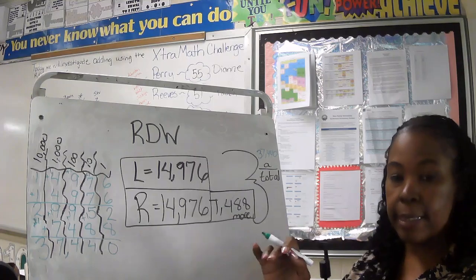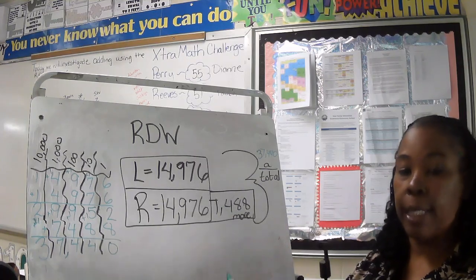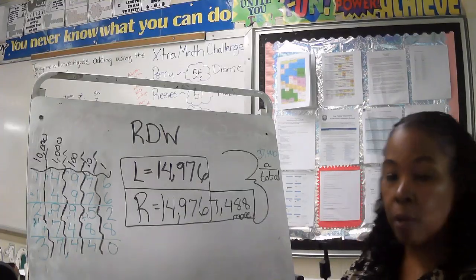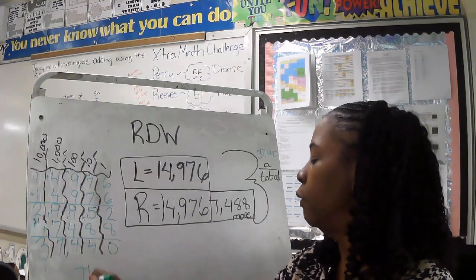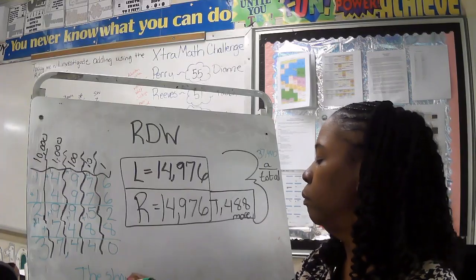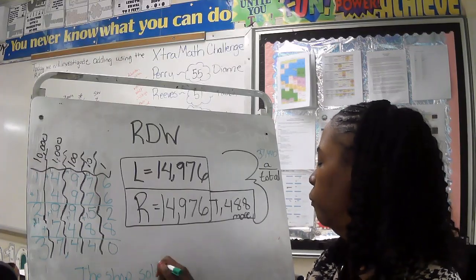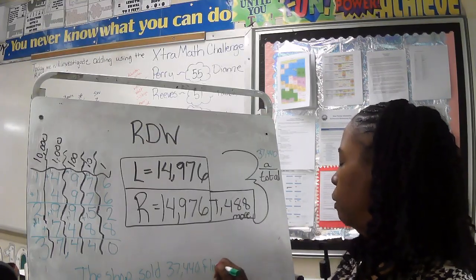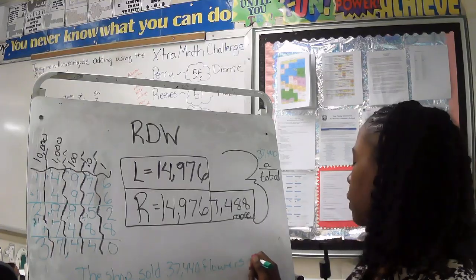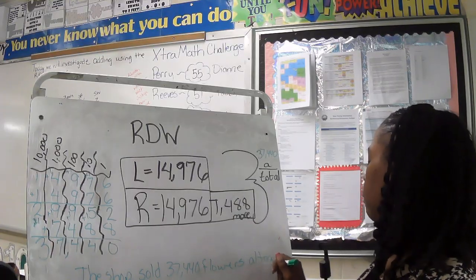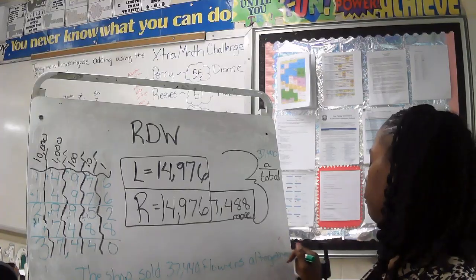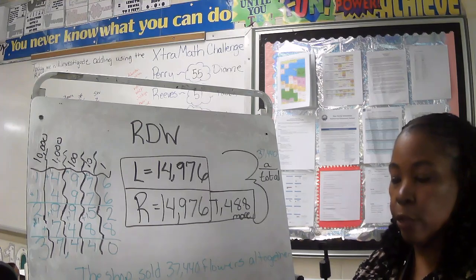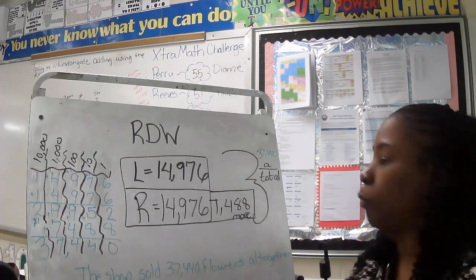So you go to the last sentence and let's read it, and we're going to rephrase it with the answer, okay? And it says, how many flowers did the shop sell altogether? And I would say the shop sold 37,440 flowers altogether. And that will be my sentence. Okay? And that is how you would do our number 1.